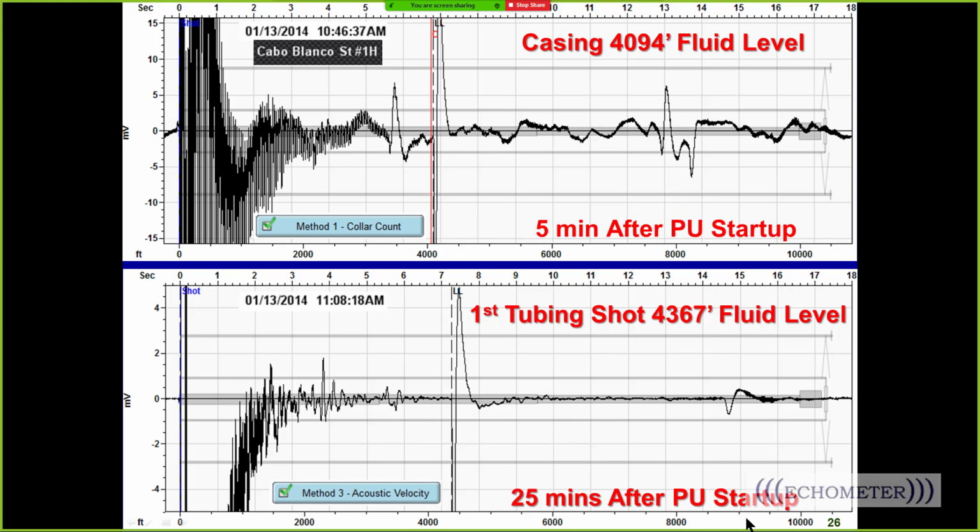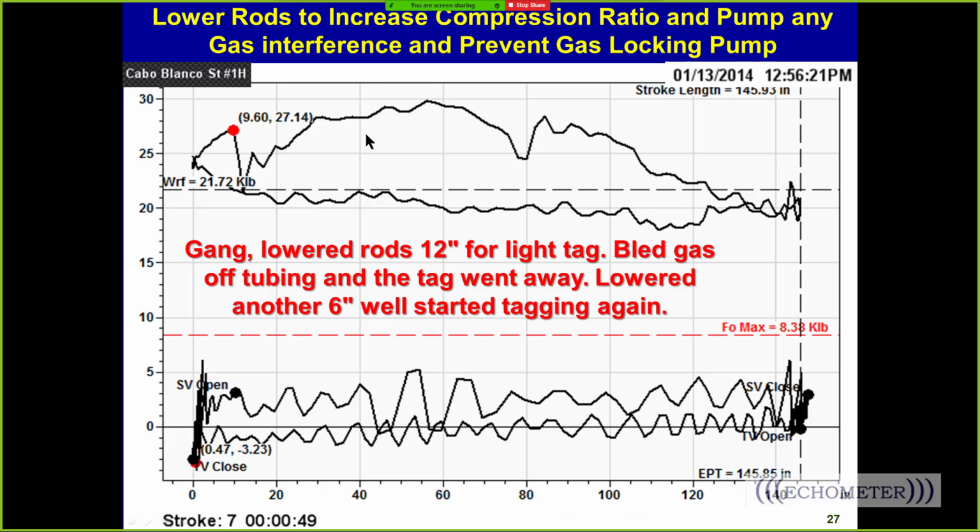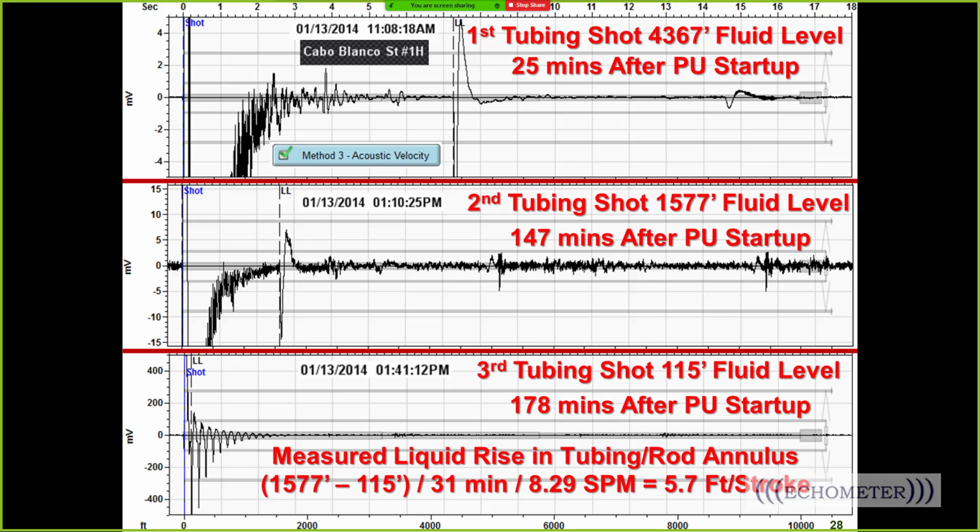And he sees he's been pumping for 25 minutes, and he's using acoustic velocity for the distance down the tubing shot. And this is where they tagged it to get it to pump. Okay. And then here's the first shot right there, distance to liquid after 25 minutes. And then there's a second shot, and look, the fluid level is getting close to the surface after 147 minutes. And then here's the third shot after about 3 hours, and the fluid level is right at the surface.